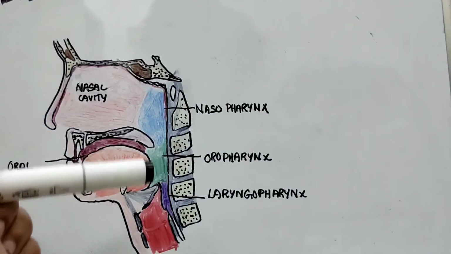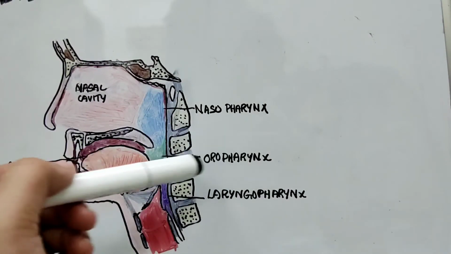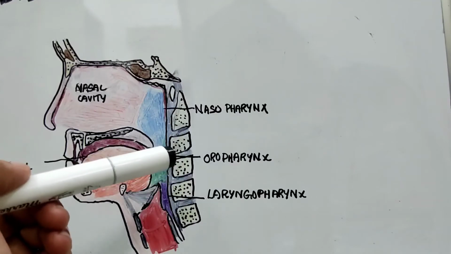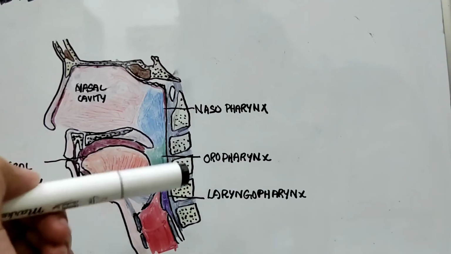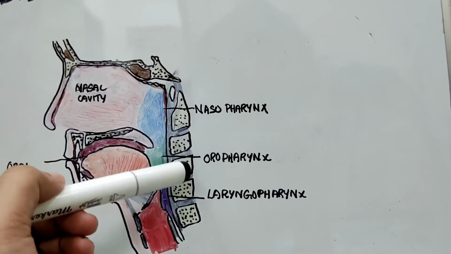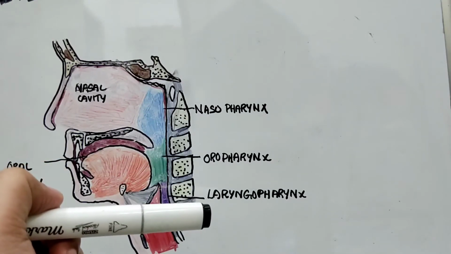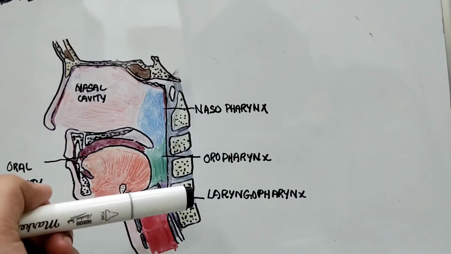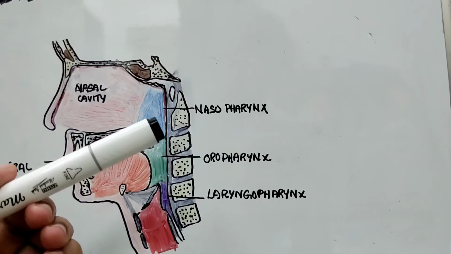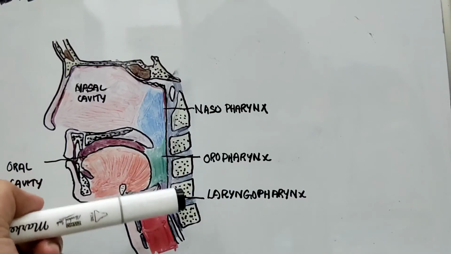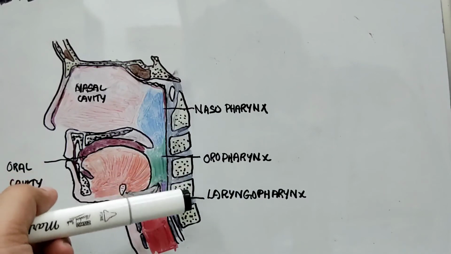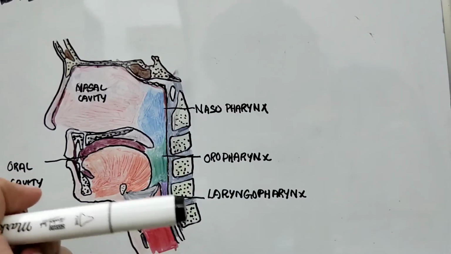Next is the posterior relation of the oropharynx. The oropharynx is posteriorly related to the second and third cervical vertebra. And the laryngopharynx is posteriorly related to the fourth and fifth cervical vertebra.